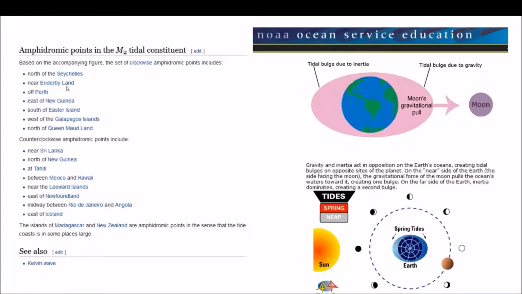There's also a list of tidal nodes on Wikipedia. The set of clockwise points include these, but they've only given us 16 nodes here, but from what I saw from the map, there's 100 of these things. It could be 100. I haven't even counted them. There's so many of these tidal nodes all over the earth, but in some places they are in far greater density than in other places.